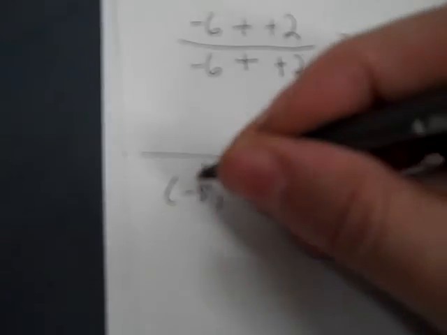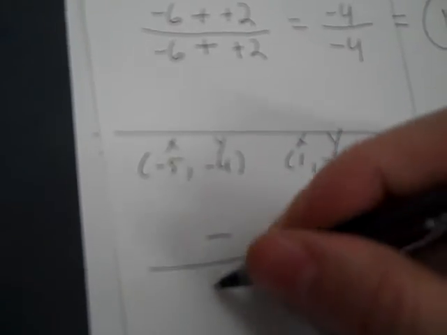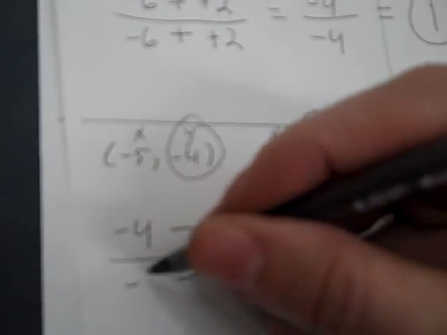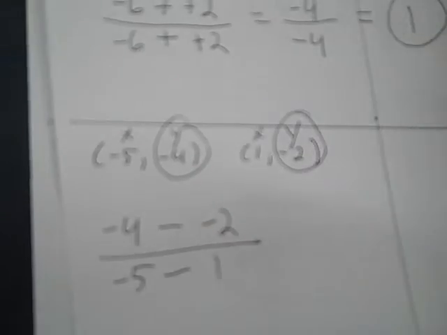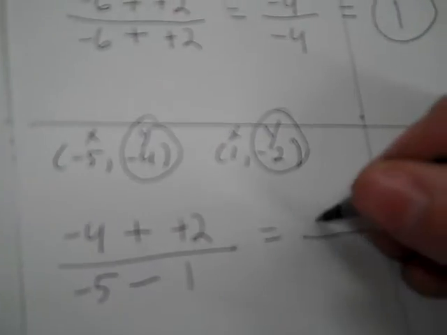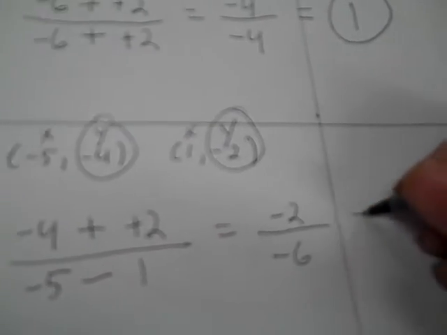Okay, x y, x y. Okay, so the y's, negative 4, negative 2, negative 5, and 1. So negative 4 minus negative 2, plus plus, and that's negative 2. Negative 5 minus 1 is negative 6. Okay, so negative 2 divided by negative 6 is 0.3 repeating.